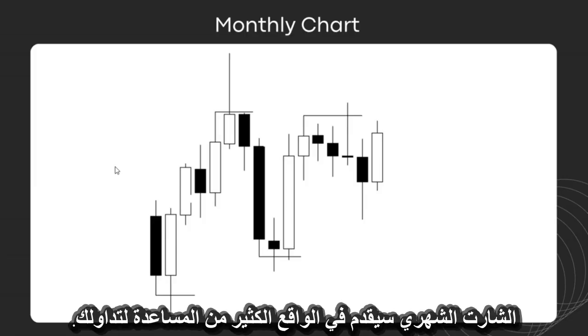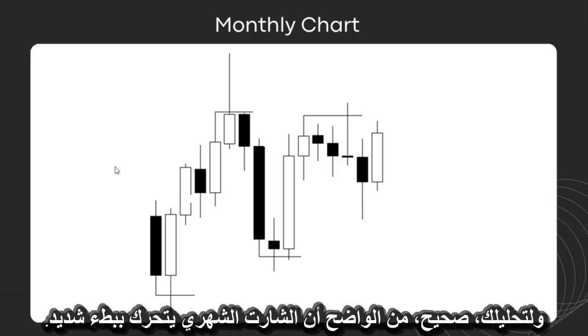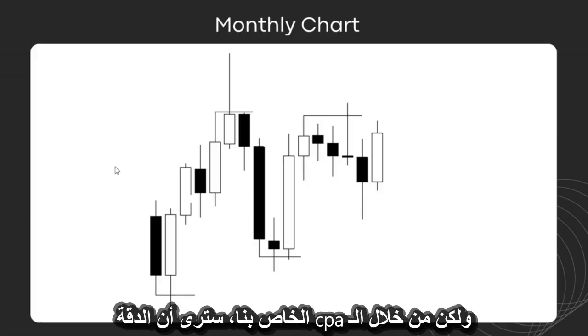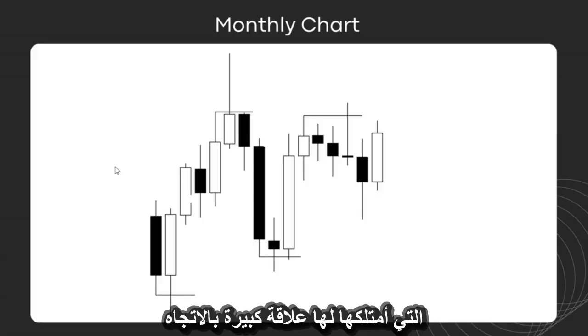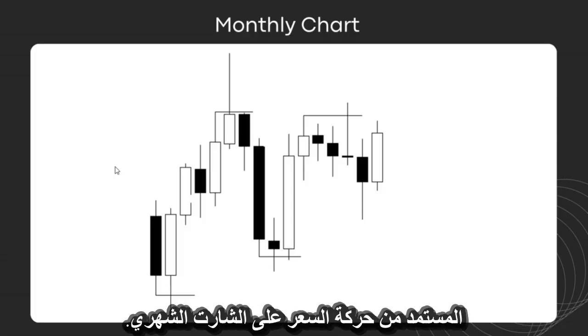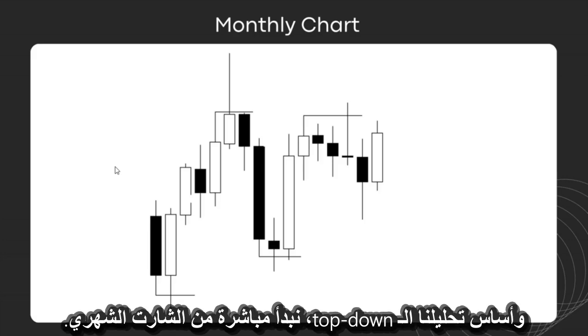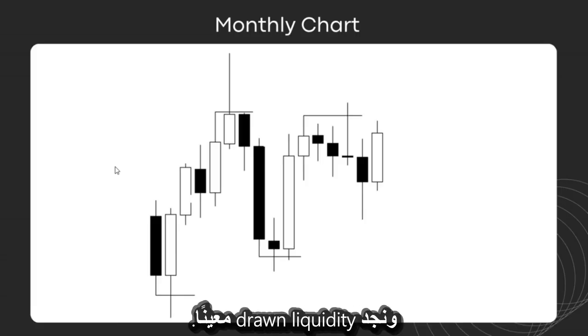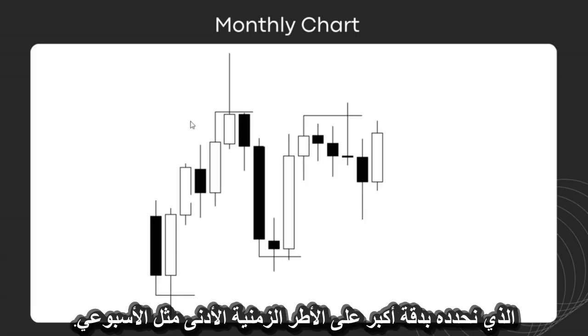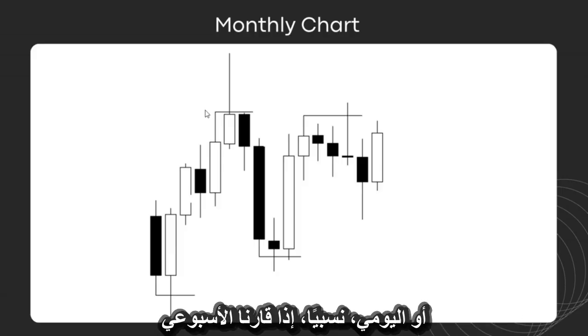Now, the monthly chart is actually going to be a great assistance for your trading and your analysis, right? Obviously, the monthly chart moves extremely slow, but through our CPA, you're going to see that the precision and accuracy that I have has a lot to do with the direction that's derived from the price action on the monthly chart. The monthly chart is our basis for our trading and our top-down analysis. We start right with the monthly chart and find a particular drawn liquidity or direction, which we further refine on the lower time frames, such as the weekly or the daily, comparatively speaking, right?